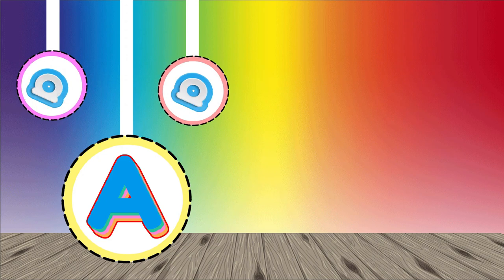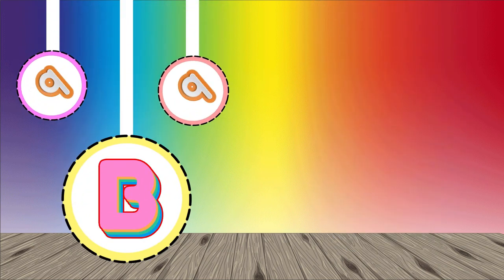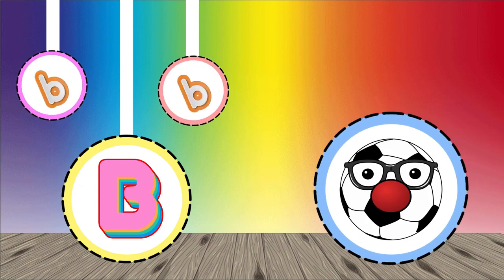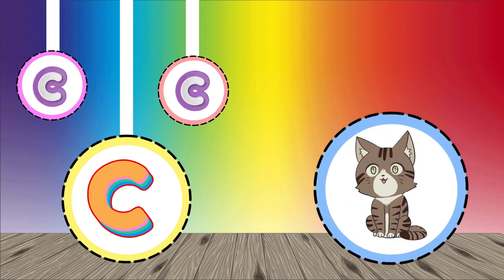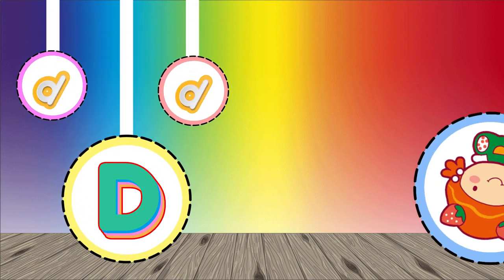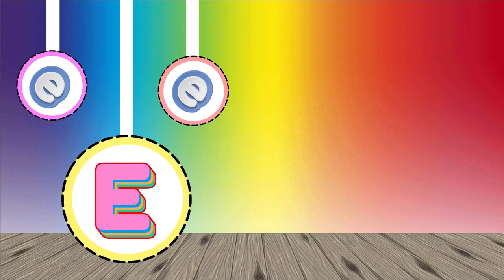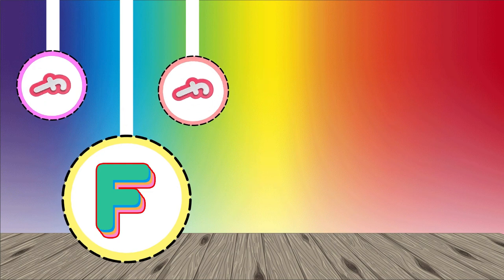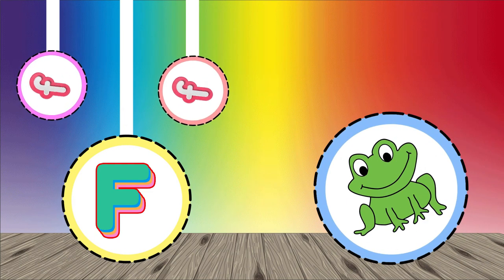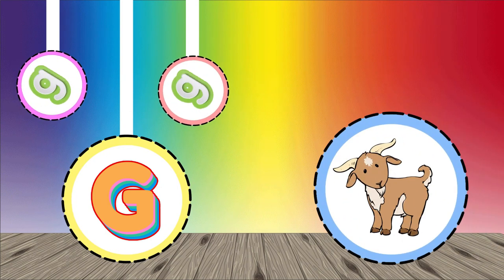A. A for apple. B. B for ball. C. C for cat. D. D for doll. E. E for elbow. F. F for frog. G. G for goat.